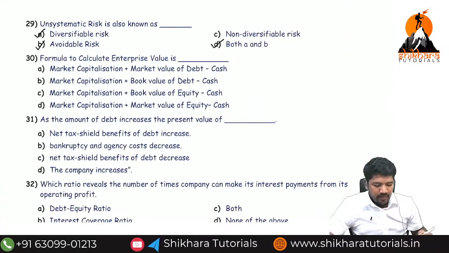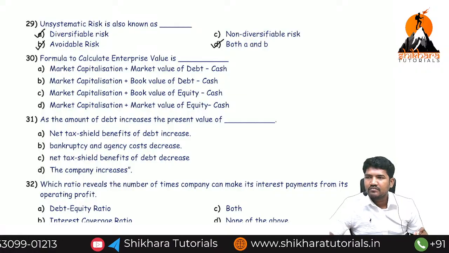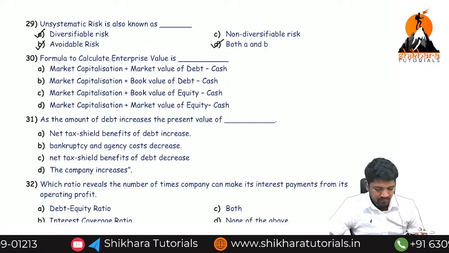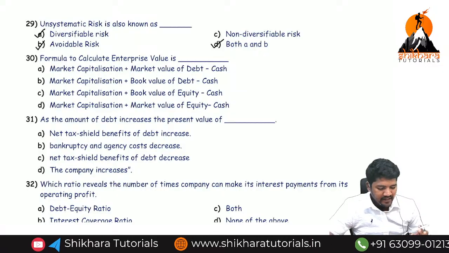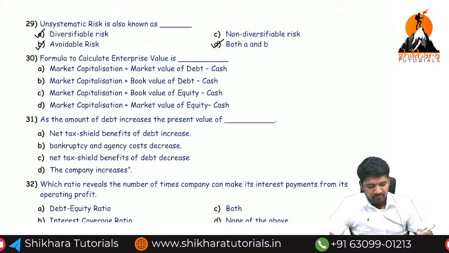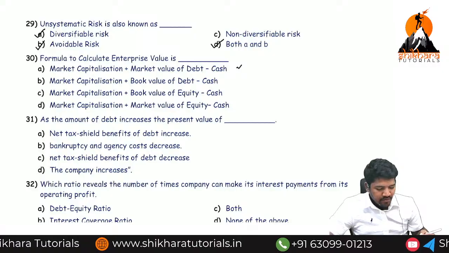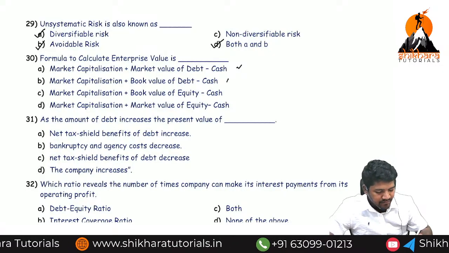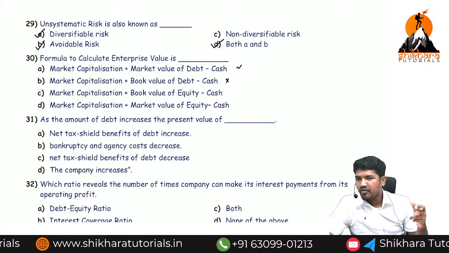Next, formula to calculate enterprise value. Market capitalization plus market value of debt minus cash. Yes, correct, but I can't decide if it is the best. Market capitalization plus book value of debt minus cash is the wrong answer. Enterprise value talks about only the market value point of view, not the book value point of view.